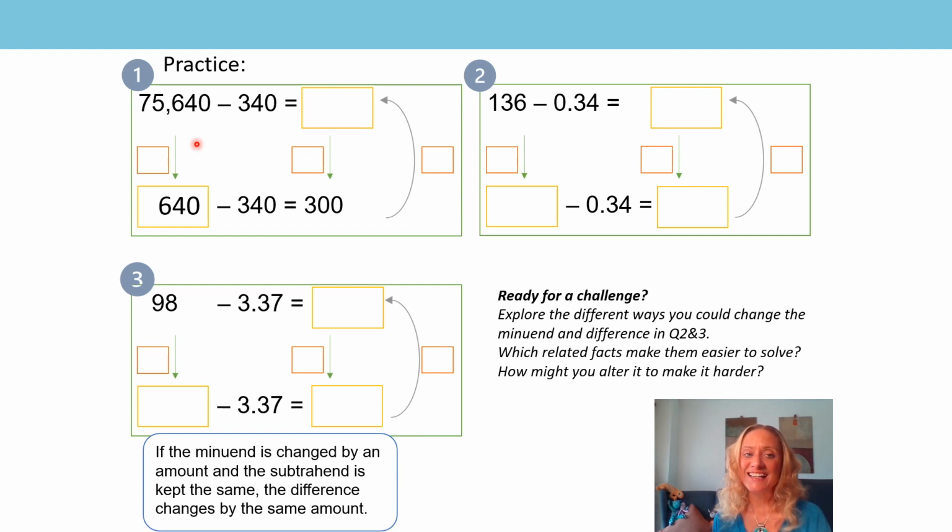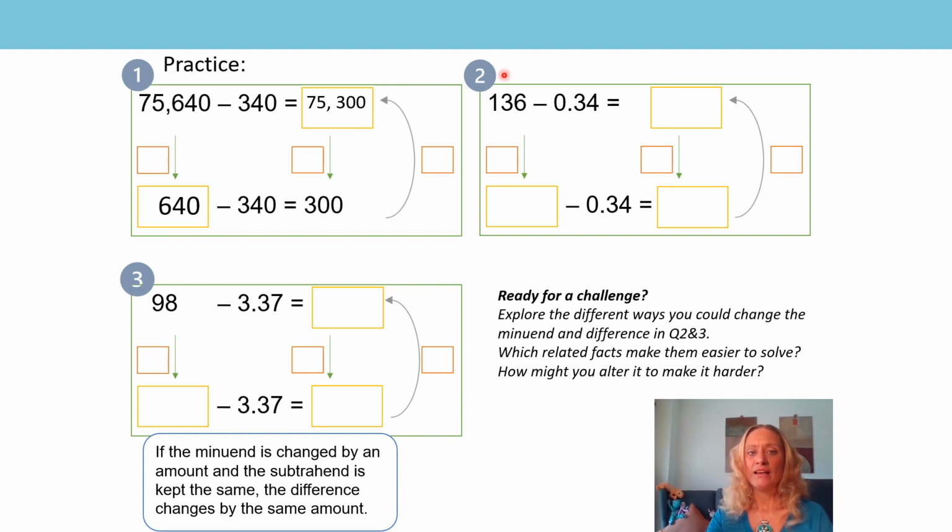I subtracted 75,000, well done. So if I've subtracted 75,000 from the minuend, I've kept the subtrahend the same, so that means I must have already subtracted 75,000 from the difference. So have I finished now? Can I say that the difference between these two is 300? No, I can't, can I? Because I've got to add 75,000 back on to the difference, and I will then get 75,300. Well done. Did you all get that?